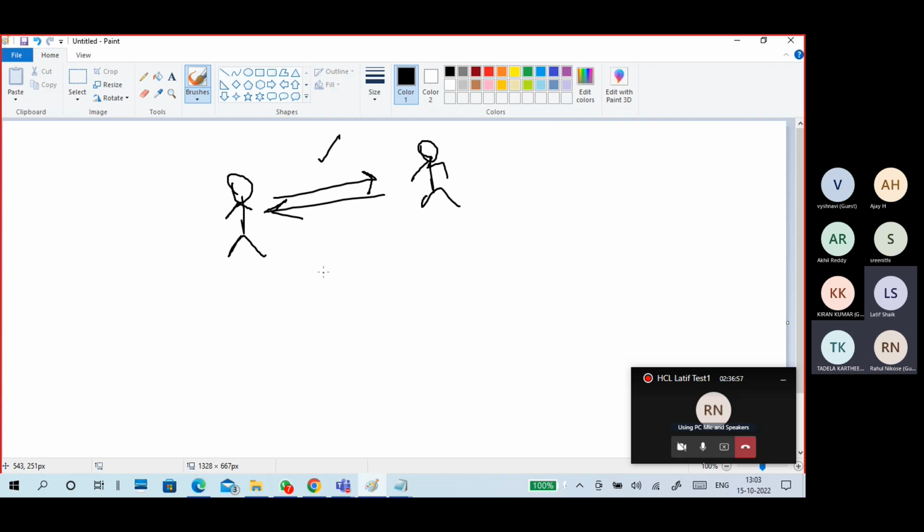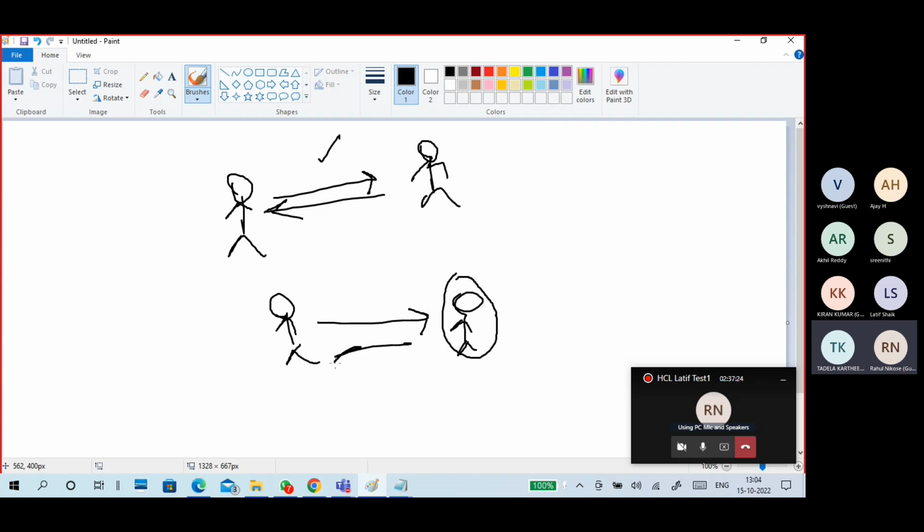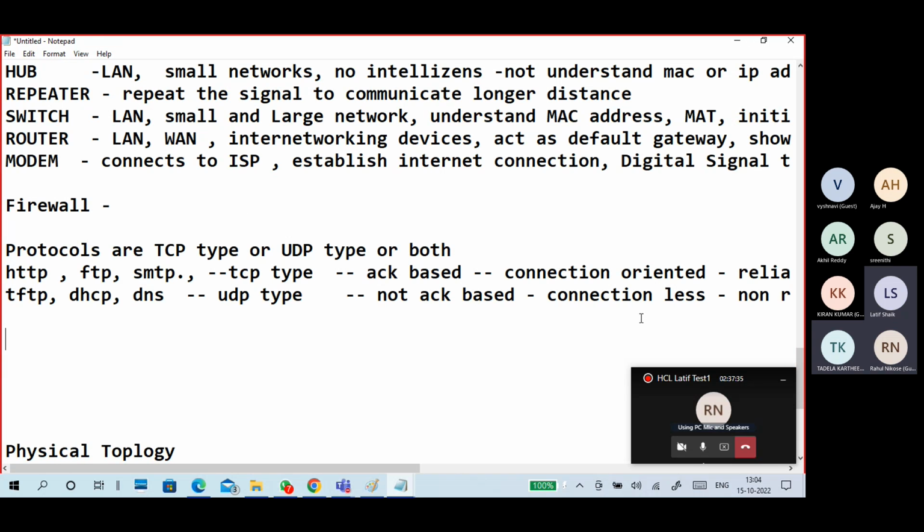This is connection oriented. Connectionless is like, for example, your father or a trainer just telling something, and you are not giving any kind of acknowledgement, whether you understood or not, whether you received the information or got the point or not. Nothing comes back. So this is called connectionless. That's why it is connection oriented and connectionless.